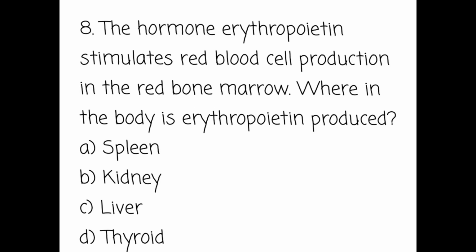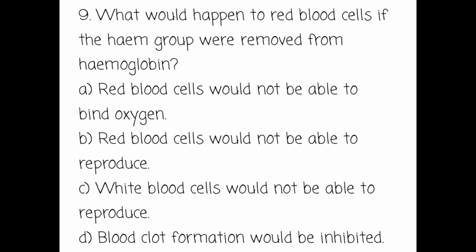Number 8. The hormone erythropoietin stimulates red blood cell production in the red bone marrow. Where in the body is erythropoietin produced? A. Spleen. B. Kidney. C. Liver. D. Thyroid gland. The right answer to this question is B. In the kidney.